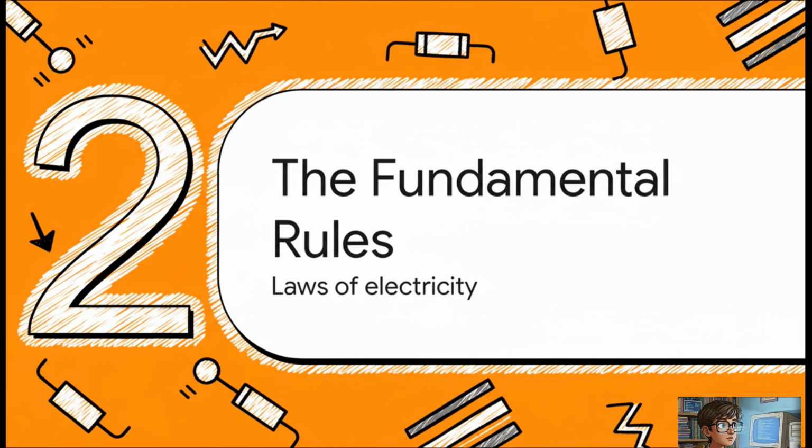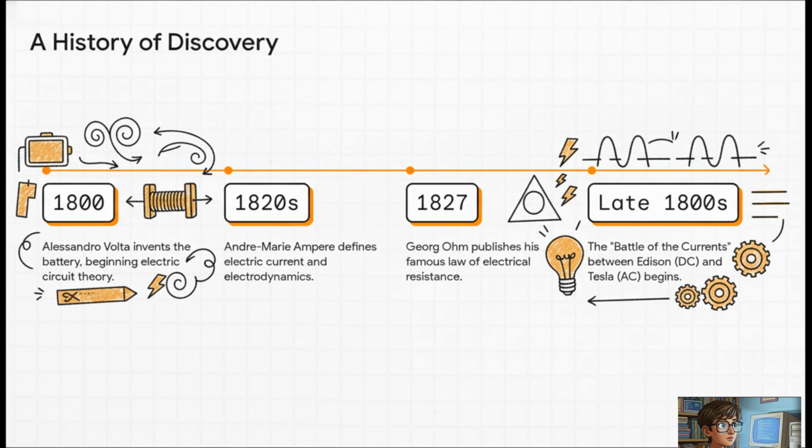So, we've got the parts: resistors, capacitors, inductors. The building blocks. But just having the pieces isn't enough, right? Now we need to understand the rules of the game, the elegant, fundamental laws that dictate how electricity actually behaves. And these rules weren't just found lying around. They were pieced together bit by bit over decades by some seriously brilliant people.